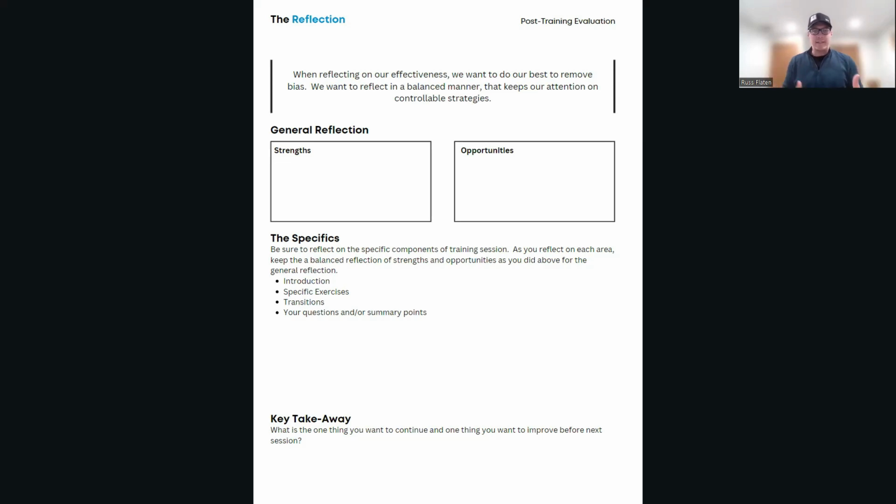So this is just kind of the last thing, and then a key takeaway. And I don't care if this is with an athlete or with us, I think it's always really important to keep in mind, because we get in our head too, right? So what's one thing I want to continue next time, and what's one area I want to improve on? Just continuing to be our own problem solvers as we're going along.